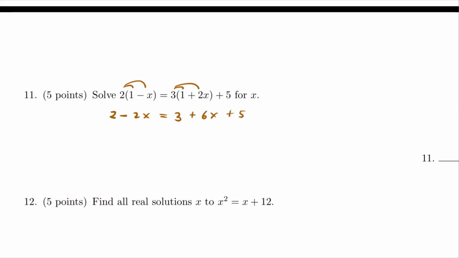Now just combine like terms. So I can combine the 3 and the 5. So 2 minus 2x is equal to 5 plus 3. That's going to be 8 plus 6x.